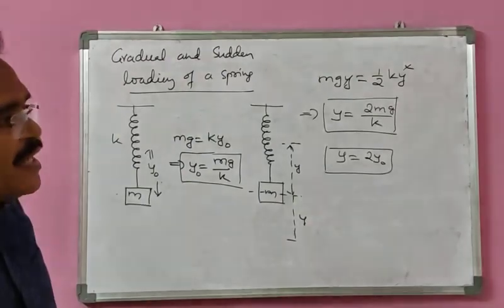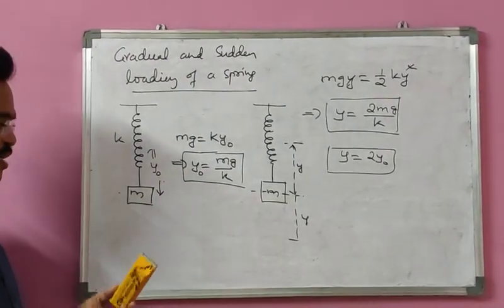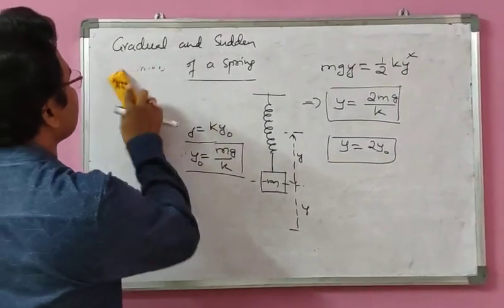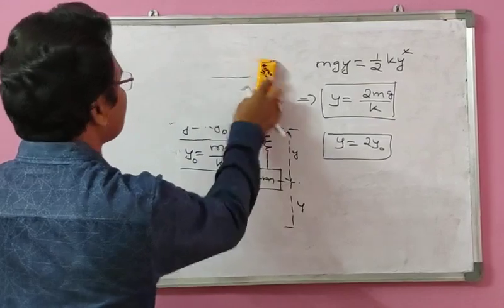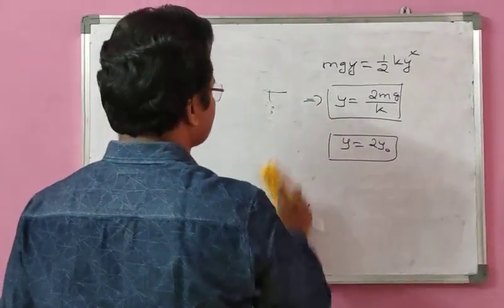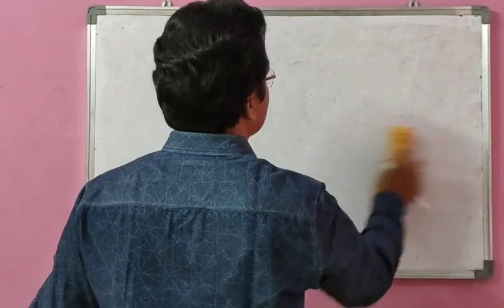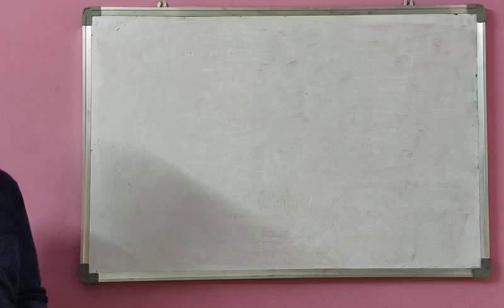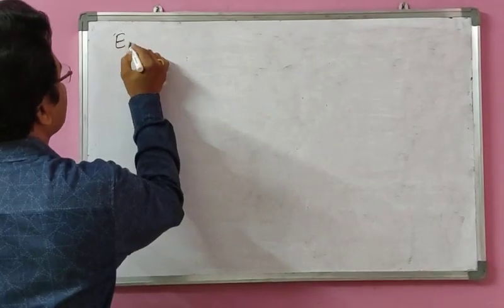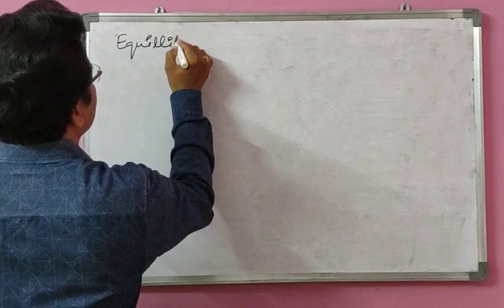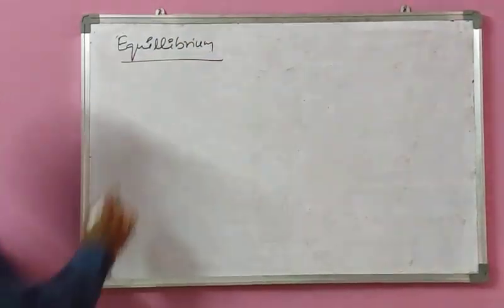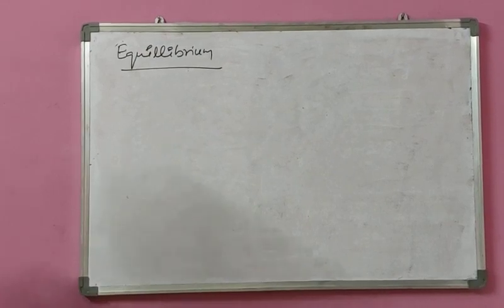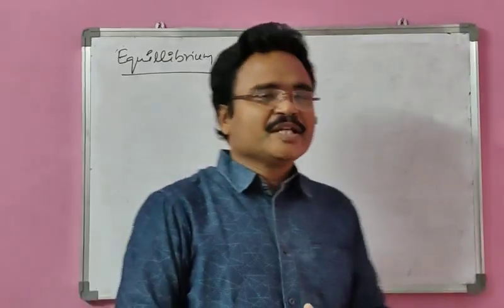Next, let us take up equilibriums. I am going to tell you what the types of equilibriums are and what happens in each one. So when do you say a body is in equilibrium?